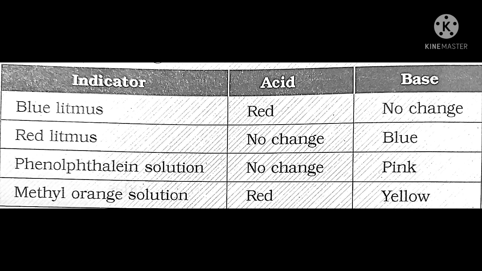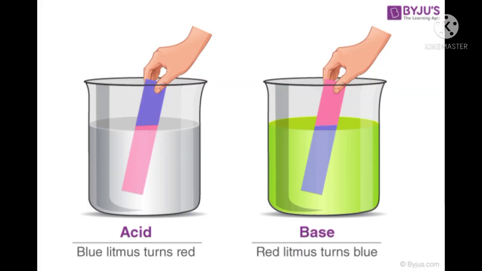So my dear students, it is a very important table. I am asking one question, all of you try to answer. My question is: phenolphthalein solution, which color does it give in acid? So the answer is no color change. So students, this type of question regularly appears in the question papers. My dear students, I will show some images about indicators for easy learning.